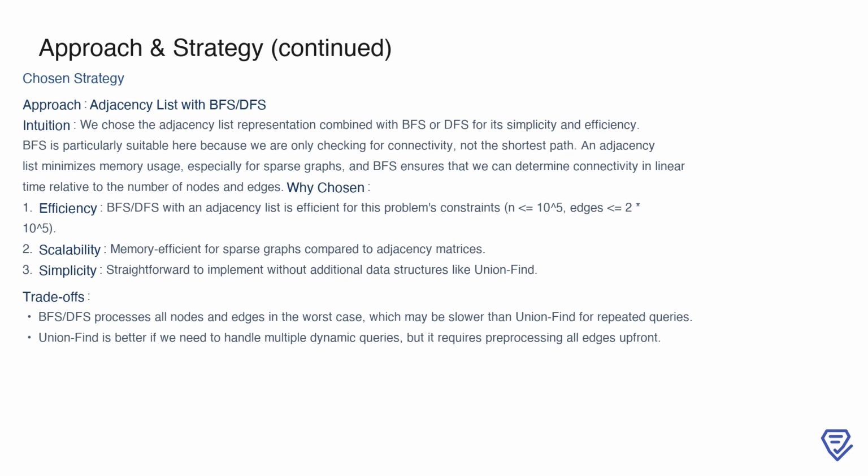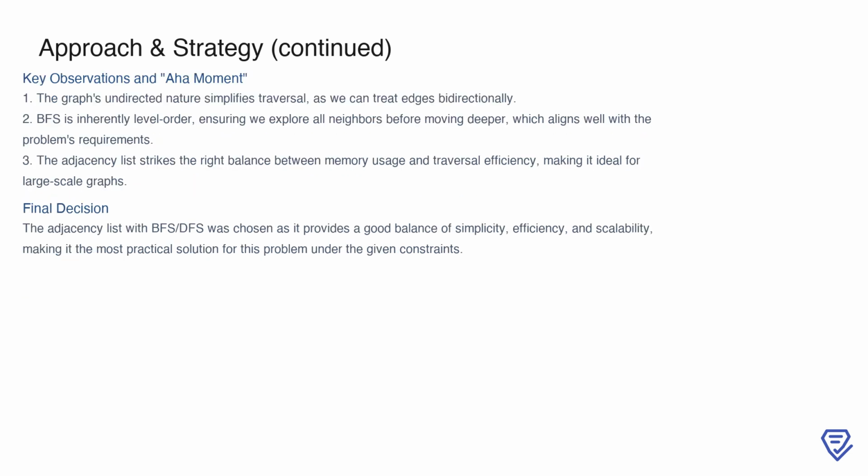However, it's important to note that BFS and DFS both process all nodes and edges in the worst case, which could be slower than union find for repeated queries. The undirected nature of the graph simplifies traversal since edges can be treated bidirectionally, which eliminates the need for additional handling of edge directions. BFS is particularly well matched to this problem because of its level-order nature, ensuring all neighbors of a node are explored before any deeper traversal takes place. This systematic exploration aligns well with the requirements of checking connectivity.